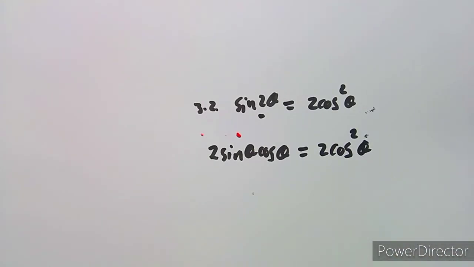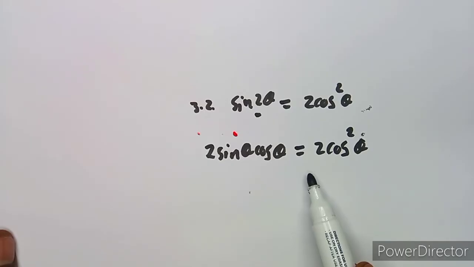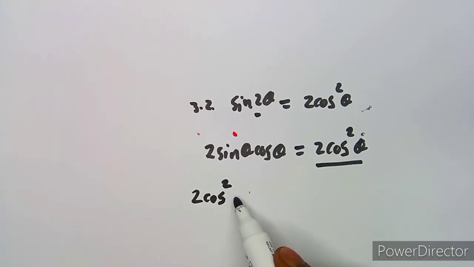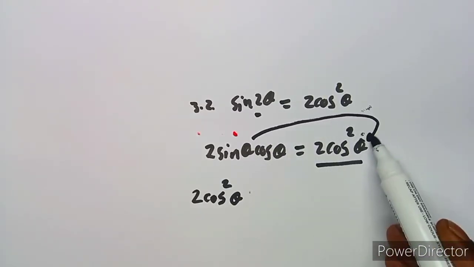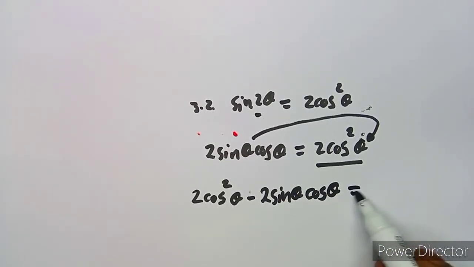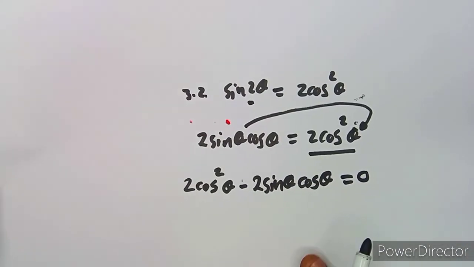Most of you make a mistake here when you cancel cos and cos like that. That is wrong. You are supposed to collect these terms to one side of the equation so that you can factorize when it is common. You don't cancel. So I'm going to start with 2 cos squared theta, and if I transpose the other term to this side, it's going to be a minus: 2 cos squared theta minus 2 sine theta cos theta equals 0. So transpose, do not cancel that cos and cos because it's common.